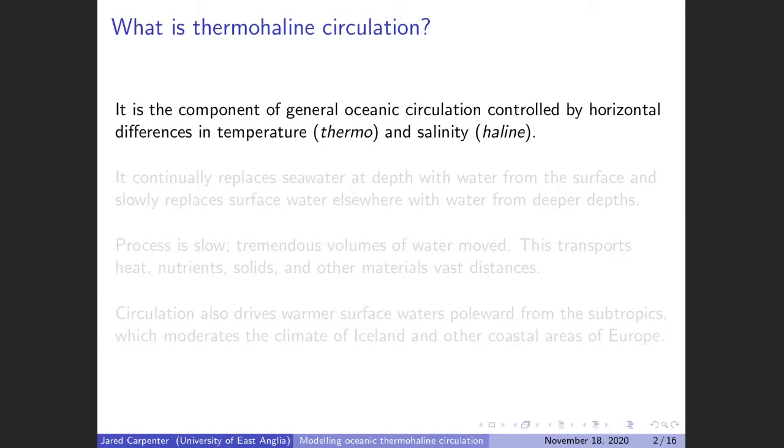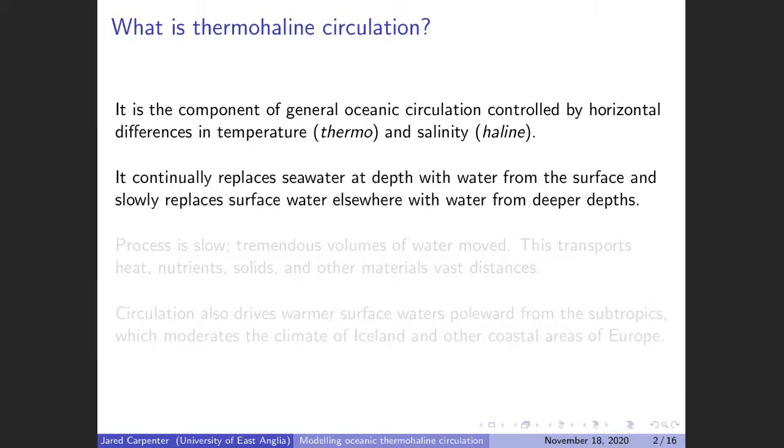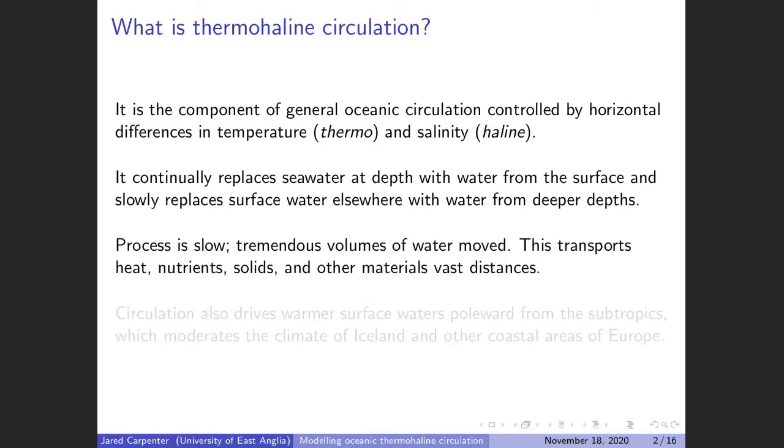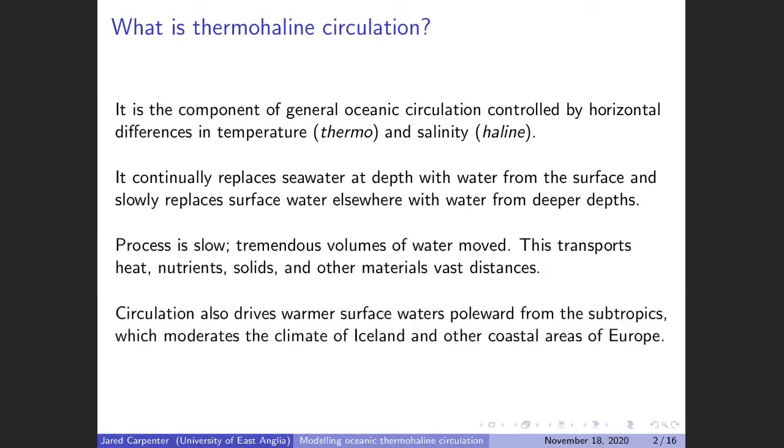The water evaporates, leaving more salt. It moves up, then the more salty water is forced down, and it's forced under the ocean, and then it finds a place in the world where it can rise back up again. And it completes the loop. This process is slow. It's of the order of about a centimeter a second, in fact, that's how slow it is. And it transports not just heat, but nutrients and solids and other materials. And it drives warmer surface water polewards from the subtropics, which moderates the climate of Iceland and other coastal areas of Europe.